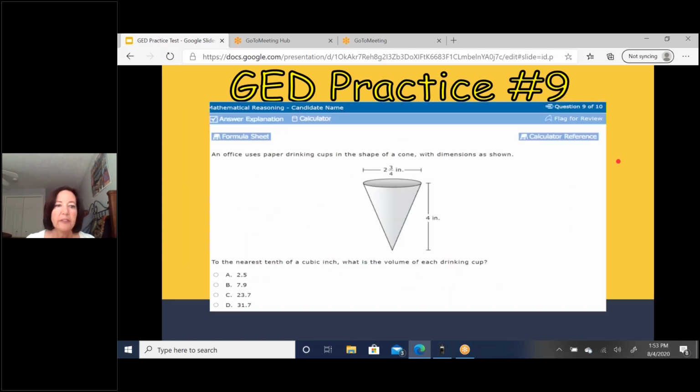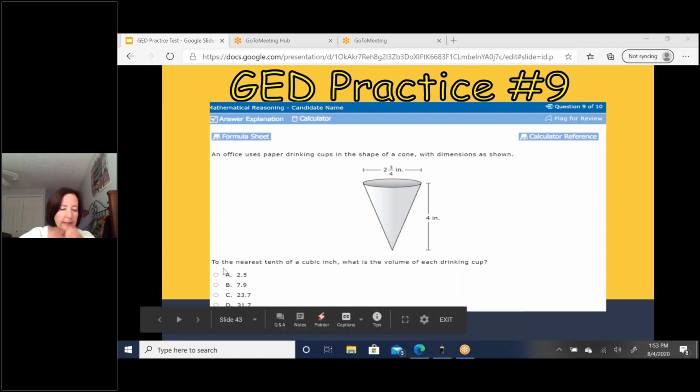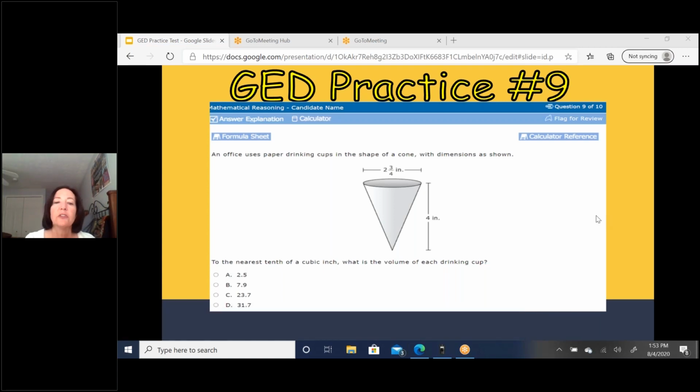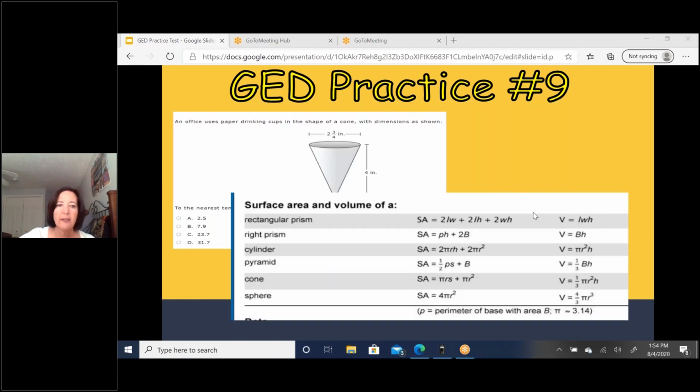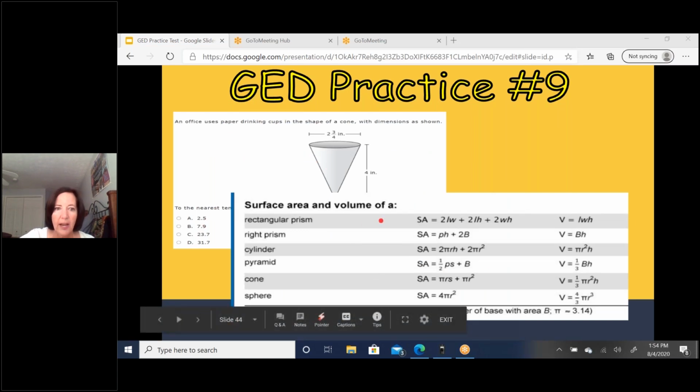Okay, this problem is a geometry problem. An office uses paper drinking cups in the shape of a cone with dimensions as shown. So the height of the cone is 4 inches and the diameter, or the distance across, is 2 3/4 inches. Then it says, to the nearest tenth of a cubic inch, what is the volume of each drinking cup? Again, we do have our formula page, and they do have the volume formula for a cone right here. V equals 1/3 pi r squared h.